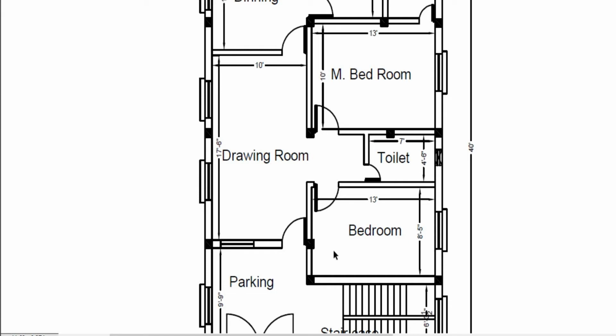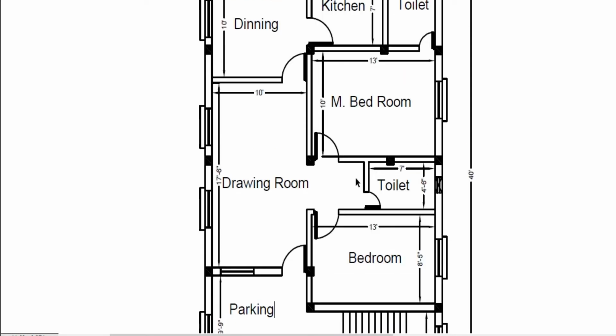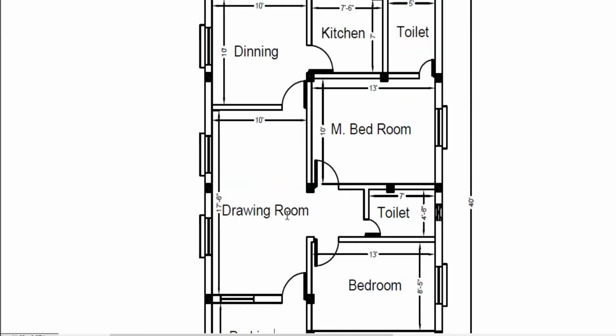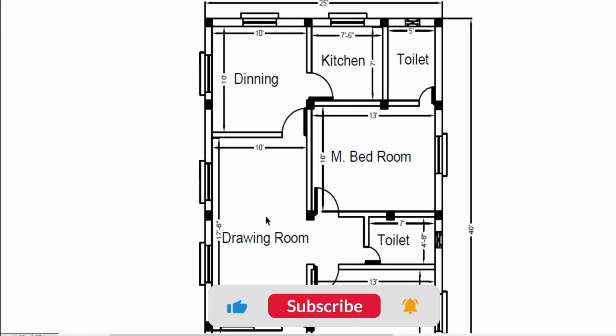The bedroom has a dimension of 13 feet by 8 feet 5 inch, which is quite spacious. The bedroom can also access the common toilet we have placed here, 7 feet by 4 feet 6 inch. And the drawing room or living room is well spaced at 10 feet by 17 feet 6 inch, which is quite spacious.